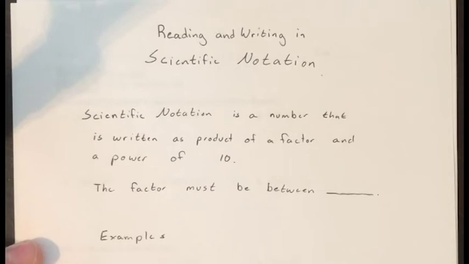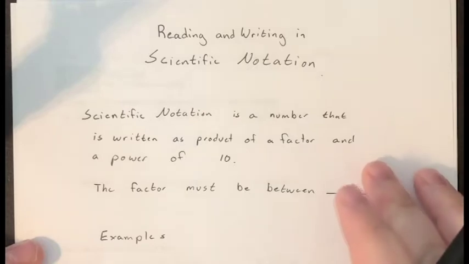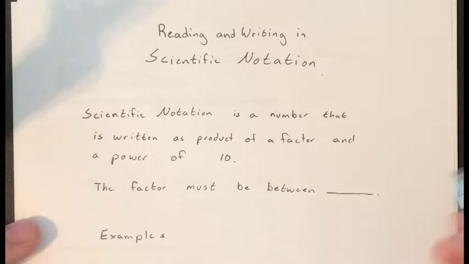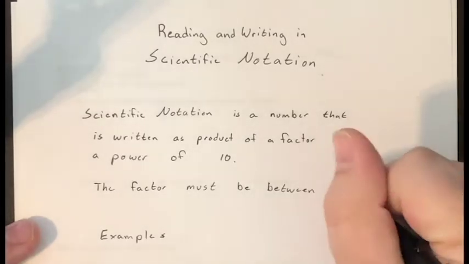In this video, we're talking about reading and writing in scientific notation. This is pretty much a continuation of what we've been working with exponents and multiplying with factors, so it shouldn't be too terribly difficult with what we're planning to do. But first, know that scientific notation is a number that is written as a product of a factor and a power of 10. And the factor must be between 1 and 10.